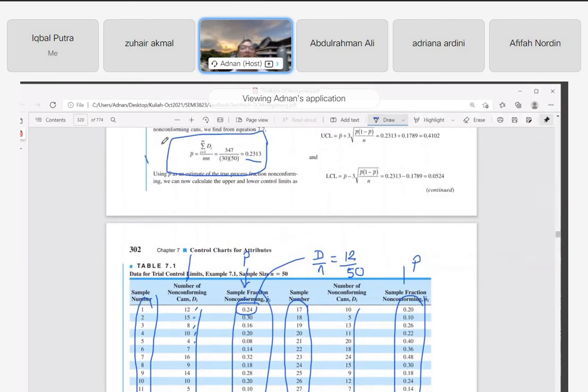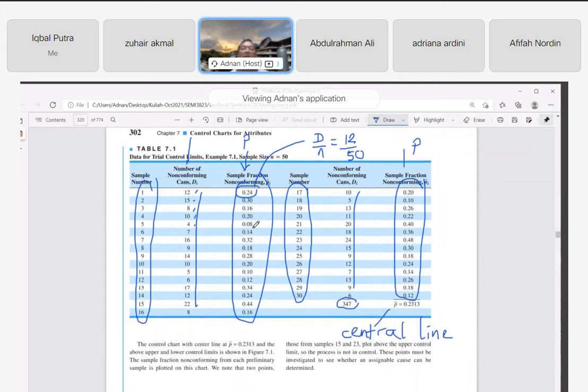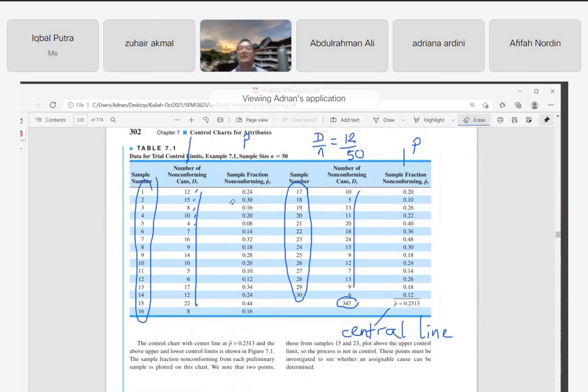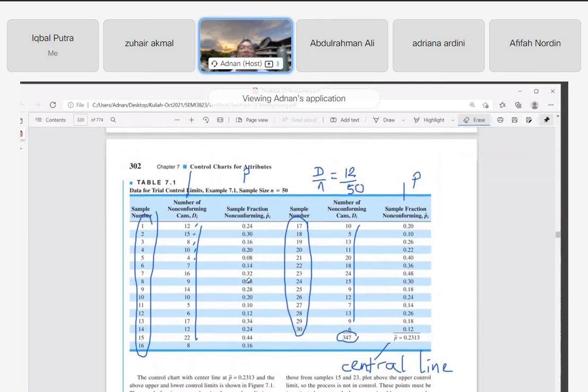But if you add all these numbers, divide by 30, also can, but that might have some rounding off, rounding up numbers may affect the decimal point. Right, so we have the central line.